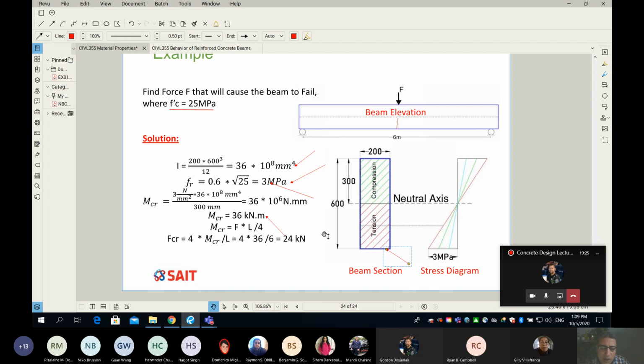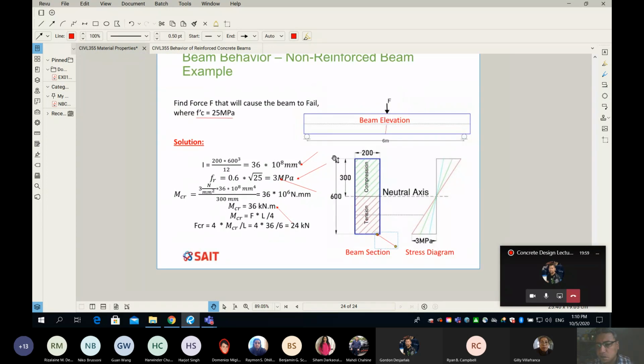Okay, so read it again one more time backwards. If my force is equal to 24 kilonewton, and because my beam is simply supported and this 24 is in the middle, and the span is equal to 6, the moment will be 36 kilonewton meter. And if my moment is equal to 36, then this will produce a stress at the bottom fiber equal to 3. And because 3 is your limit for tension, because that's the modulus of rupture, then your beam is going to collapse and fail. Okay, that's it.